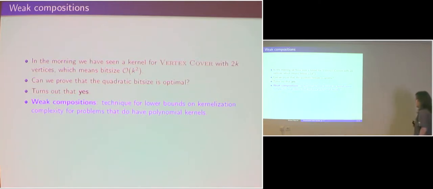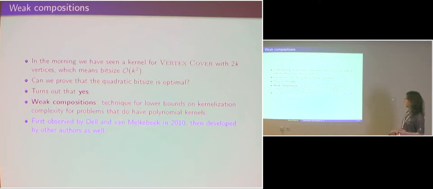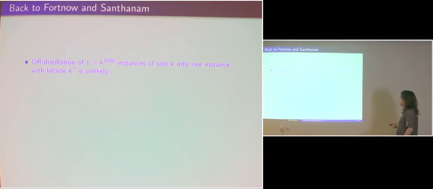And this will be done by this framework of weak compositions, which is basically a technique based on the same methodology, to prove that some problems that have polynomial kernels do not have better polynomial kernels. Yes? So this was first observed by Dell and Van Melkebeek back in 2010, and then it was developed further by other authors. So just to give the credit. Okay, so what is the intuition behind these weak compositions?